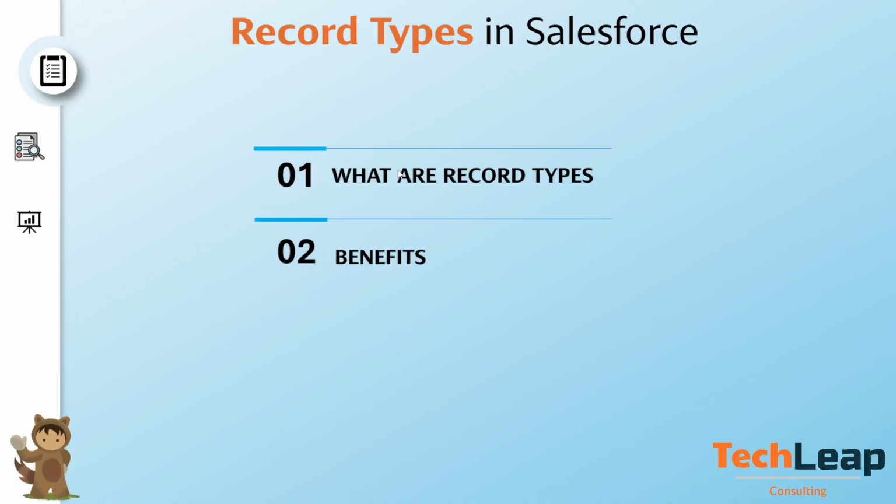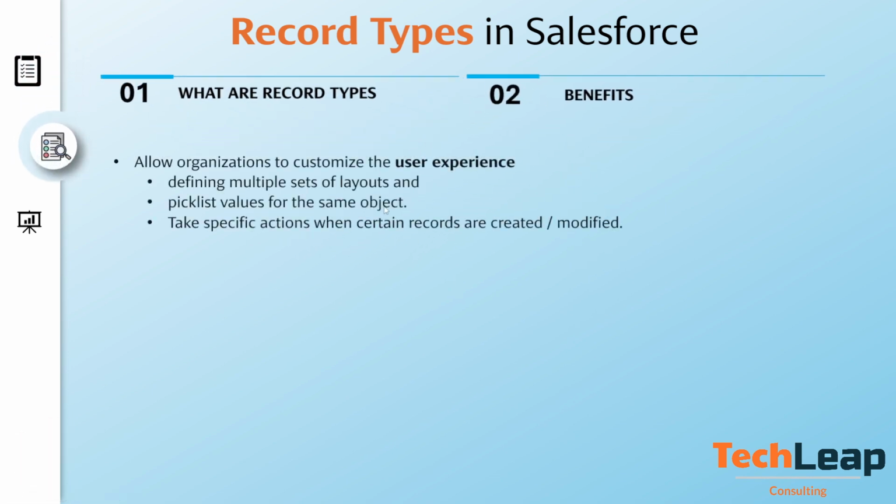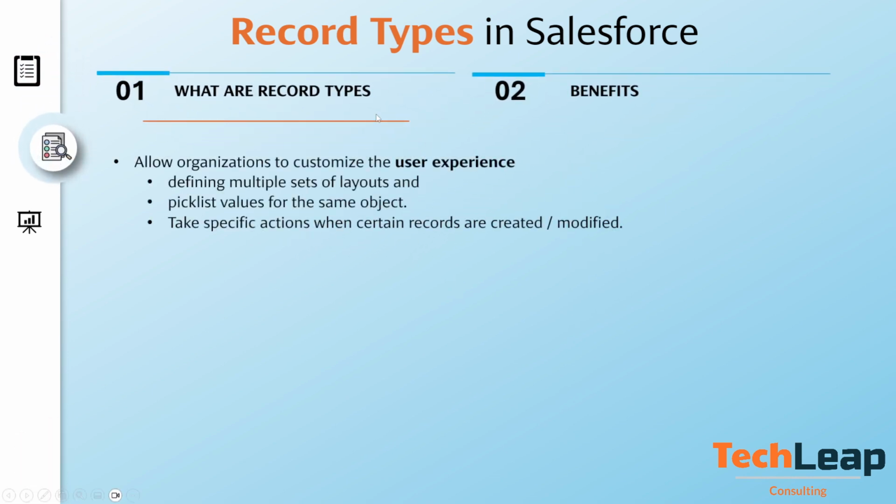In this video, we'll be doing a little deep dive on understanding what record types are and what the benefits of having record types in Salesforce are. So at a high level, record types are basically used for enhancing or customizing the user experience. Record types can be used to define multiple sets of layouts for the same object. Now, what do we mean by multiple sets of layouts?